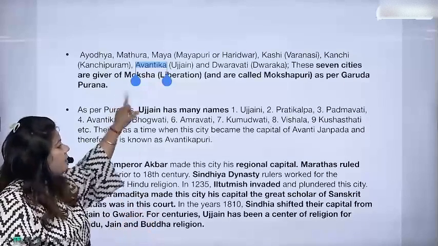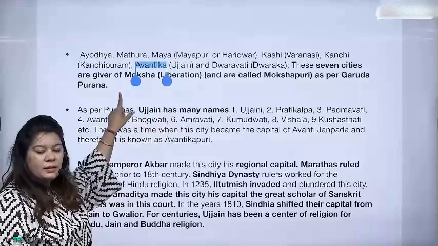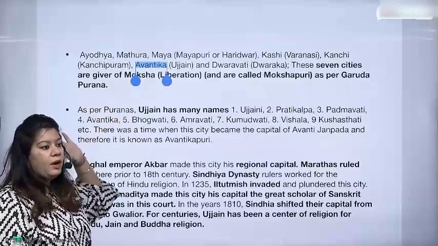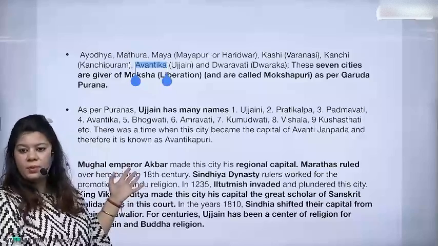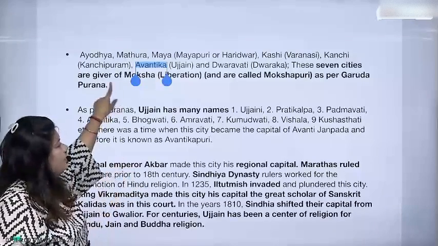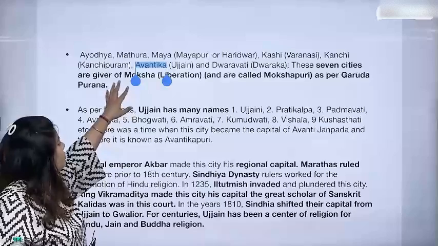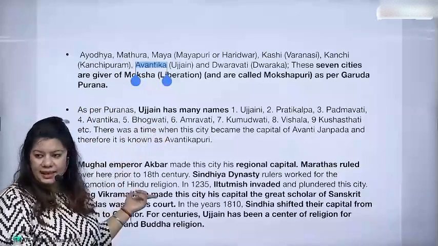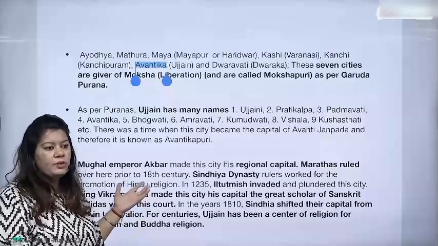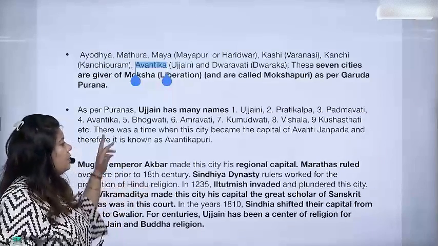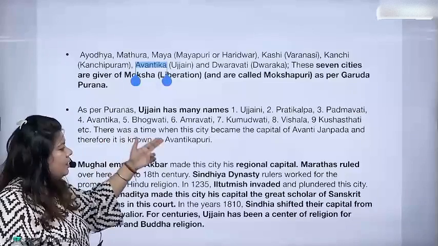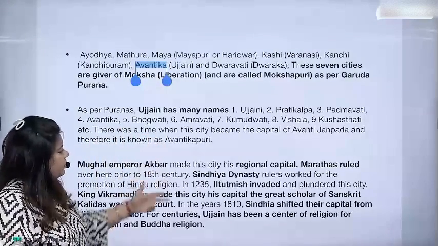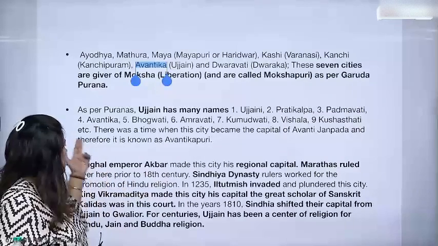So the Garud Puran lets us know that there are 7 cities where moksha can be attained, and Ujjain is one of them. Okay? So this you can also know. And Ujjain had many names. Again, ancient names can be asked. There have been questions asked by UPSC on ancient names. So Ujjain had many names like Pratikalp, Padmavati, Amravati, Kumudvati, Vishal, Kushashti, etc.